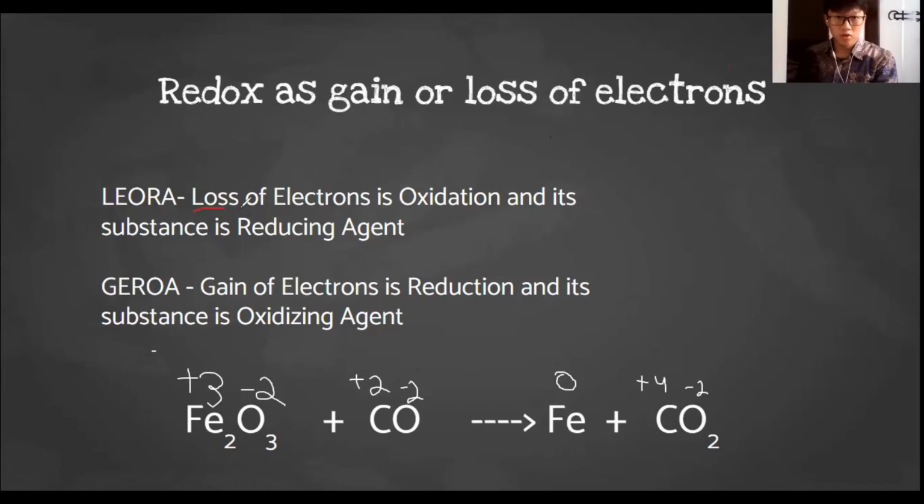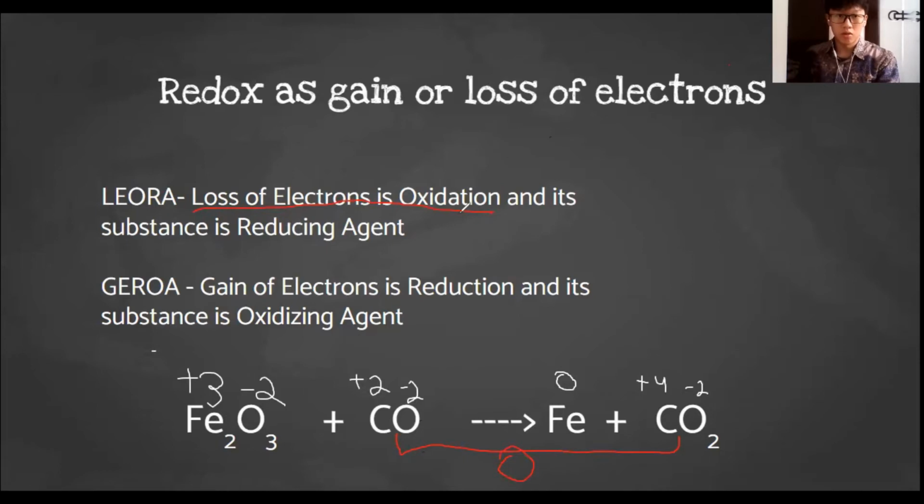So loss of electrons is oxidation. Which substance has loss of electrons? Here, as you can see, carbon went from a +2 charge to a +4 charge. So that means it has lost electrons. So this is called oxidation.